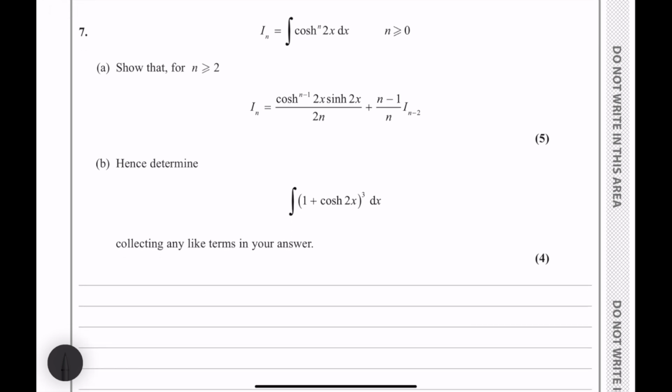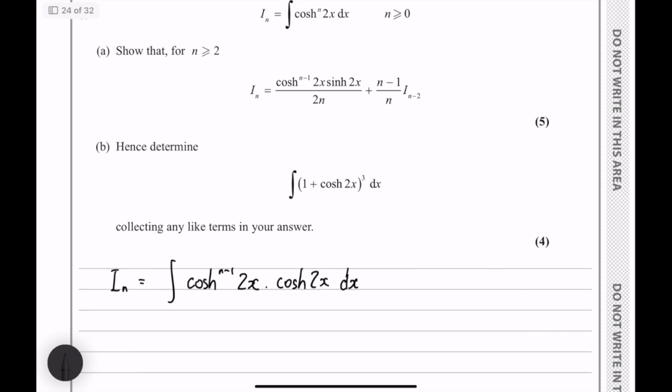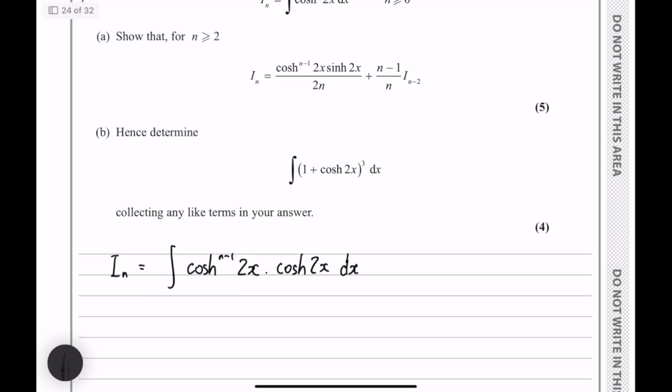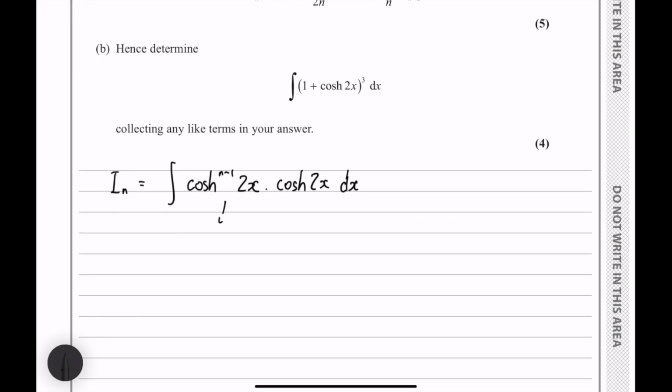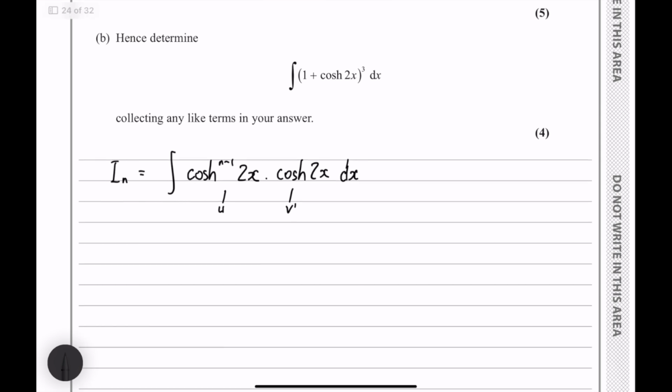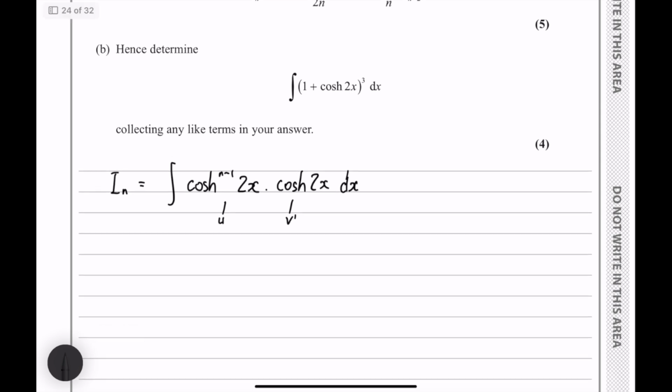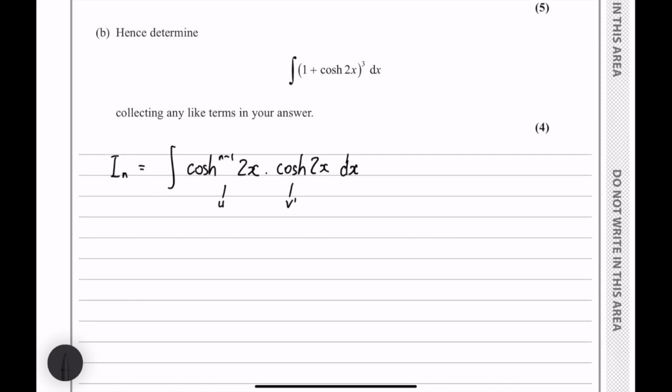Okay, let's start by splitting this into cosh n minus 1 of 2x times cosh 2x, and then we can use the integration by parts rule, where this is going to be u and this is going to be v prime, because we can integrate that one quite easily and we can differentiate that one quite easily. So the integral of u v prime is equal to uv minus the integral of u prime v.